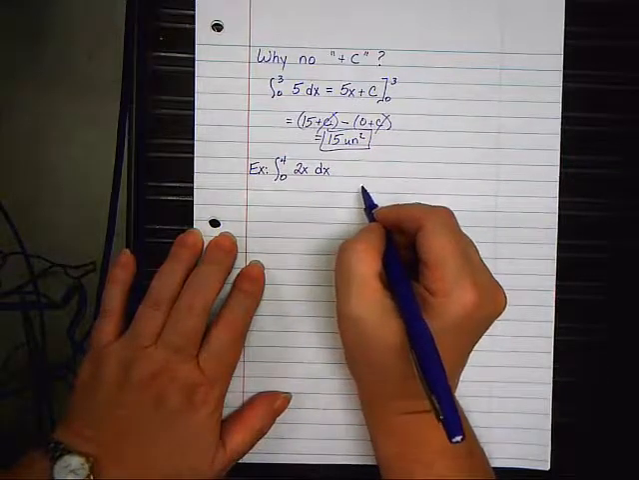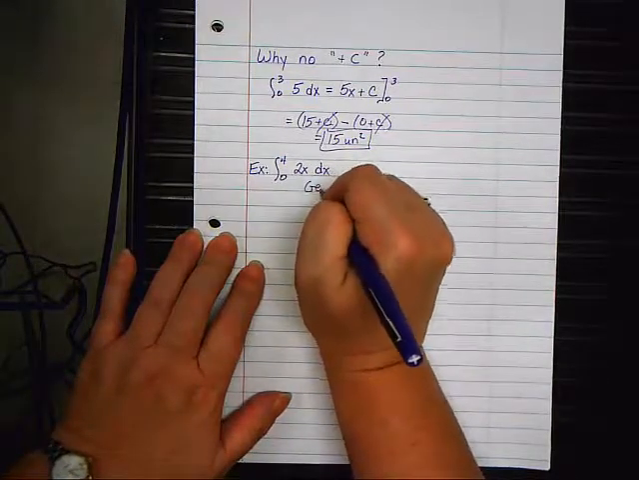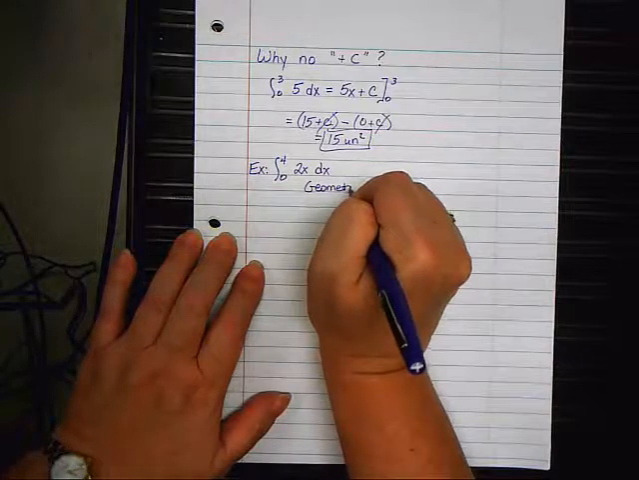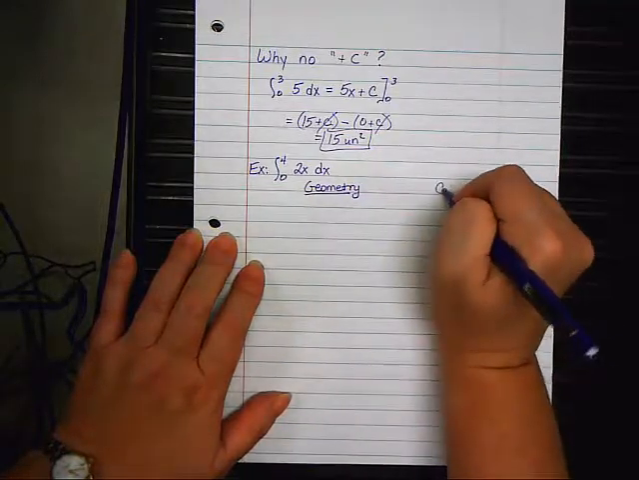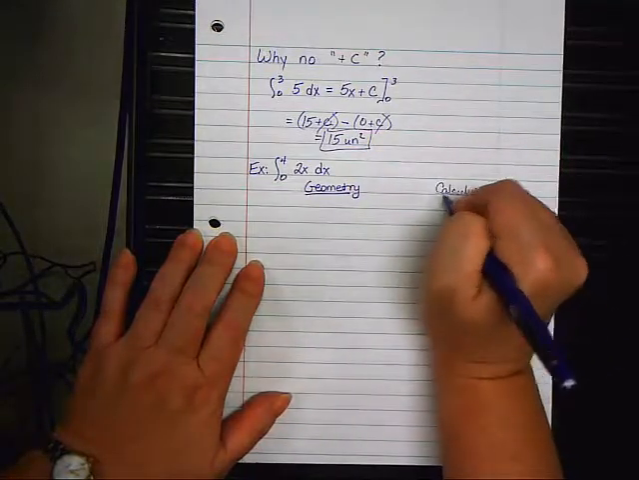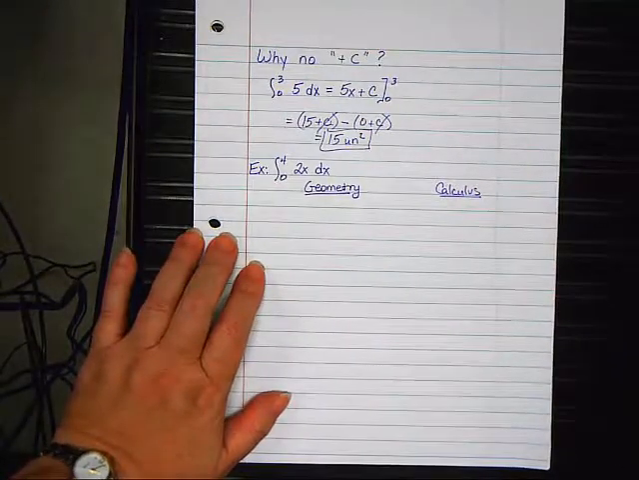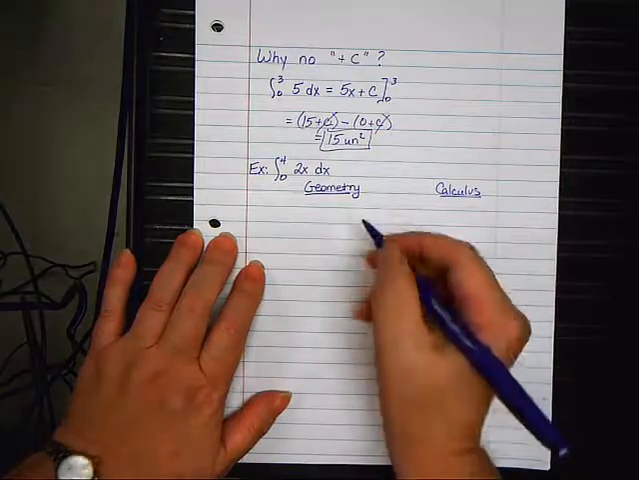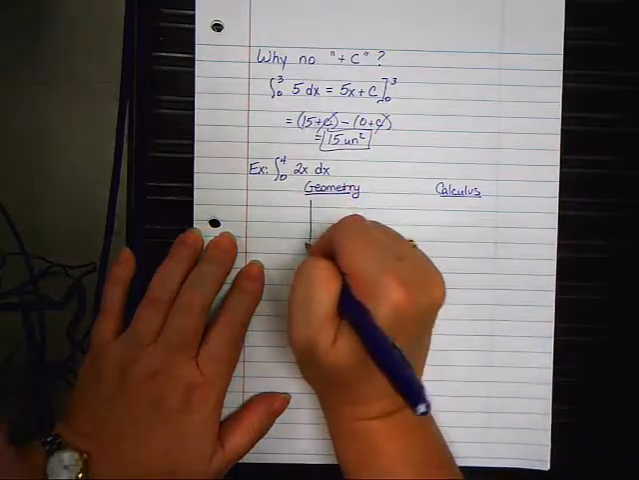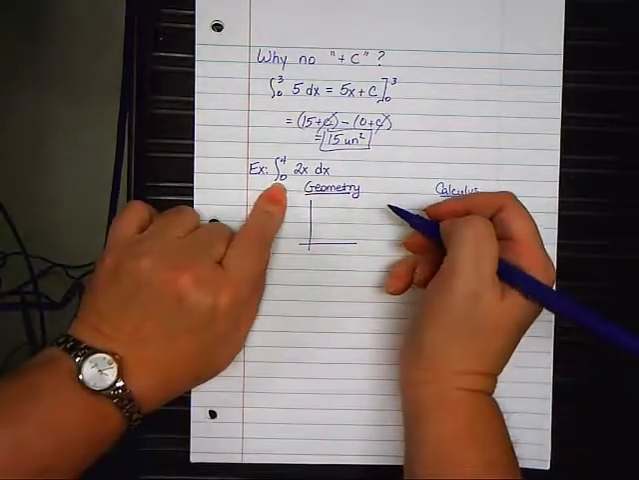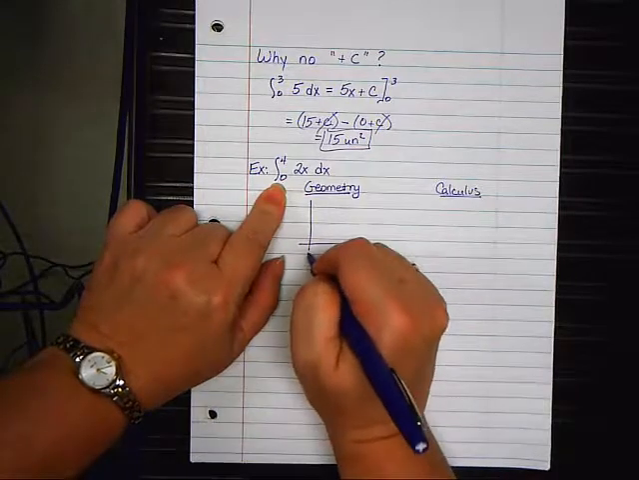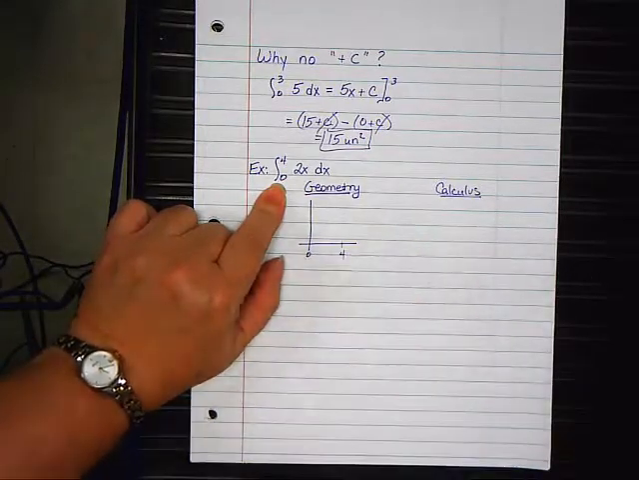We're going to do it with geometry and then with calculus. Okay, geometry is not a problem. The reason I do the geometry, to show you that you got the right answer with the calculus. Okay, so first quadrant only, because my limits are positive numbers. We write the 0, we write the 4.